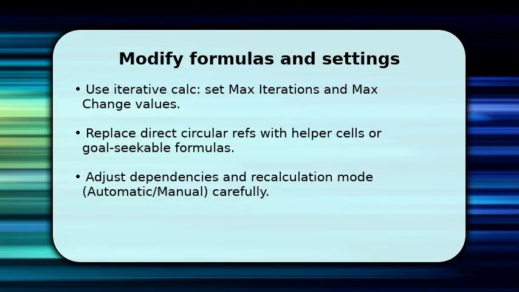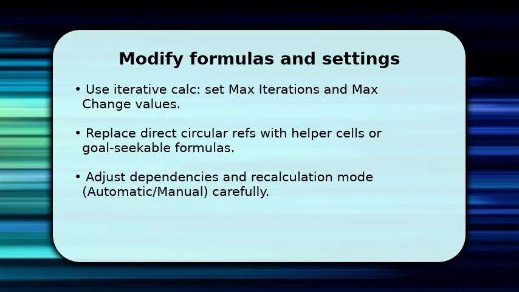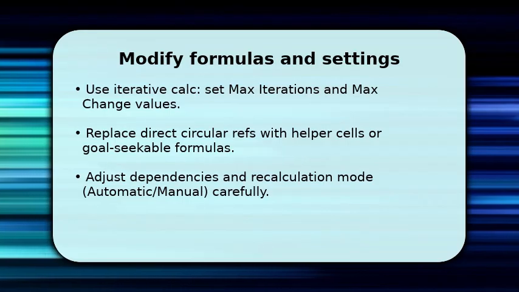Now you adjust formulas and Excel settings to resolve or control the cycle. First, if the design requires iteration, open Options, then Formulas, and set iterative calculation with sensible max iterations and max change. This controls convergence.